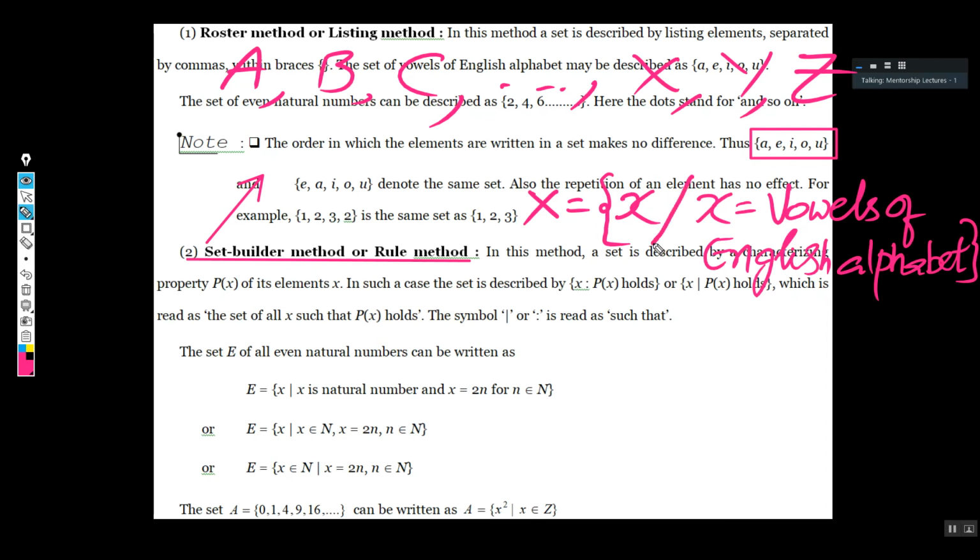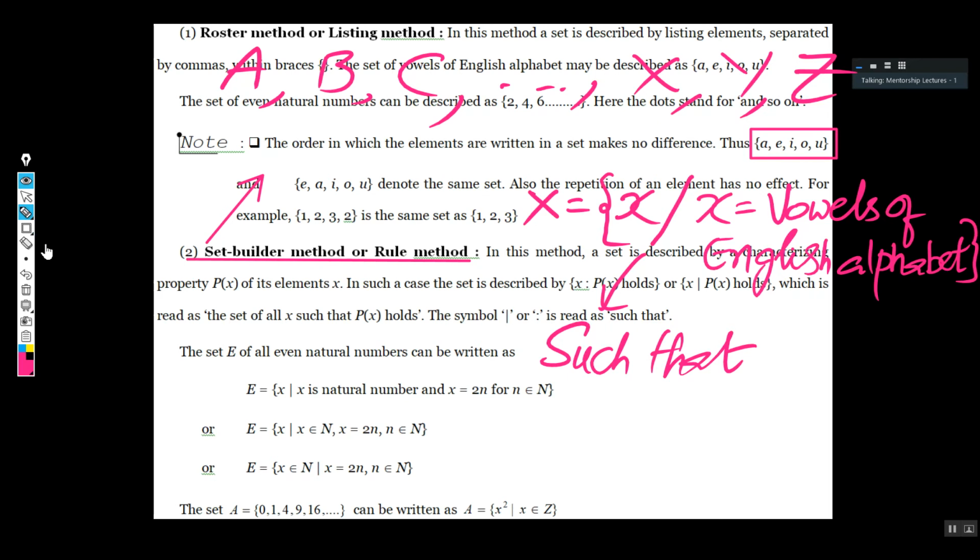This can be written like this, and it is read as "such that". That makes no difference. Both are the same, but these are listed out. In the roster method, you can see all the elements that are present in the set. In the set builder form or rule method, you will find only the rule that determines X. Here the rule is we need that X which contains vowels of the English language.